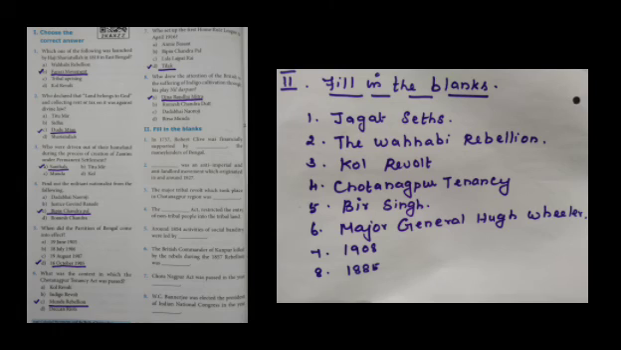Question number 4. The Chota Nagpur Tenancy Act restricted the entry of non-tribal people into the tribal land. Question number 5. Around 1854, activities of social banditry were led by Bir Singh. Question number 6. The British commander of Kanpur killed by the rebels during the 1857 rebellion was Major General Hugh Wheeler. Question number 7. Chota Nagpur Act was passed in the year 1908. W.C. Banerjee, that's Umesh Chandra Banerjee, was elected the President of the Indian National Congress in the year 1885.